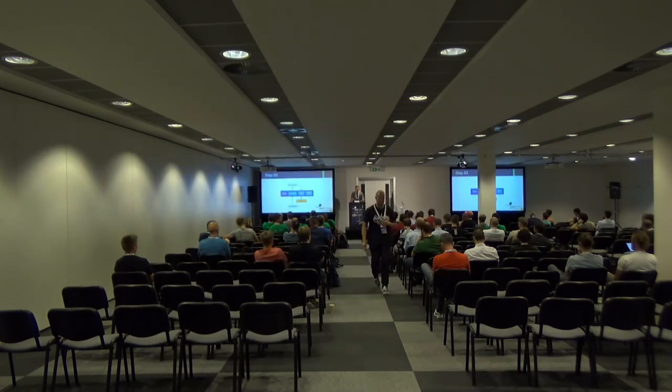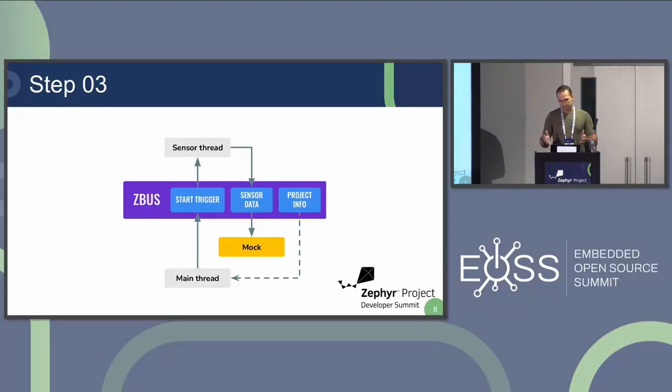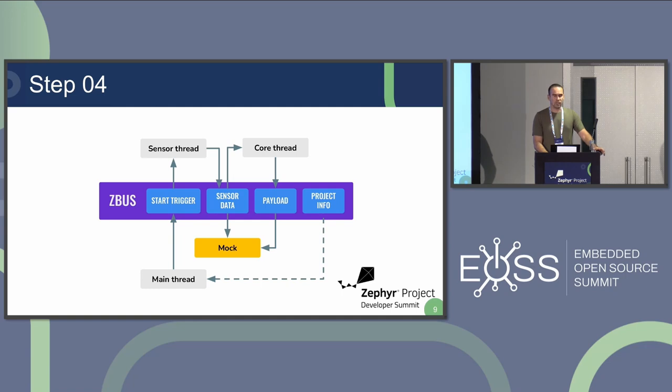Okay. Let's keep going. This is the current state of the system right now. Let me just check the time. Okay, it's good. Now we are going to add the core thread. This one is observing the sensor data, and when it receives a notification from the sensor data, it will do some math, some calculation algorithm, and publish that to the payload. Again, I am using the mock to see if everything is working properly. I am just adding this thread and this channel, and putting the mock as a listener of the payload channel. Okay, let's see what happens now.